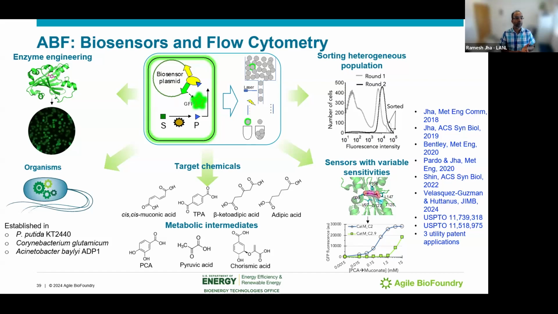We have adapted this technology to different non-model organisms, Pseudomonas putida, Corynebacterium glutamicum, and Acinetobacter baylyi ADP1, and we have developed biosensors for different target molecules such as muconic acid, TPA, beta-ketoadipic acid, and adipic acid. Some of these beachhead molecules are metabolic intermediates such as PCA, pyruvic acid, and chorismic acid. And depending on what you exactly want, we are able to tune these biosensors to have different sensitivities so that it is good for a given microbial strain and its production efficiency.